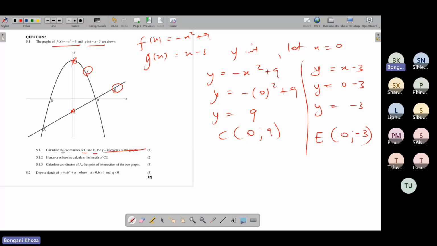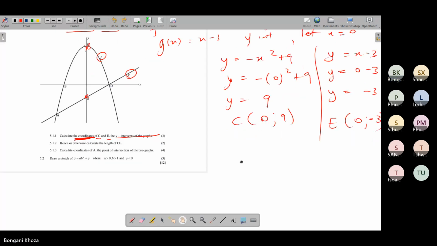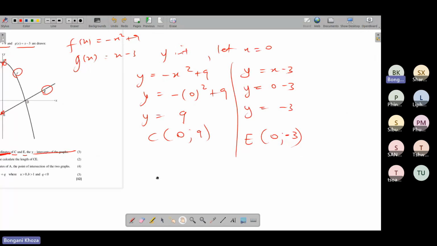Right. So if they're asking you for coordinates, the full coordinates, you have to give them the x value and the y value. If you leave it like this, you might lose some marks for not giving them the full answer. All right. Any questions on that one? Intercepts? Questions?